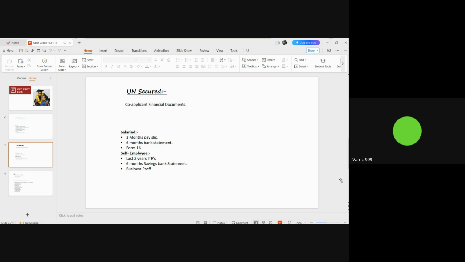So co-applicant financial documents. In unsecured, what happens? The student was studying, or in some cases the student was an employee. So what would be the unsecured documents we need? However, the student is going to study, right? So even though he is working right now, he will become a student only. In those cases, we consider the co-applicant details.